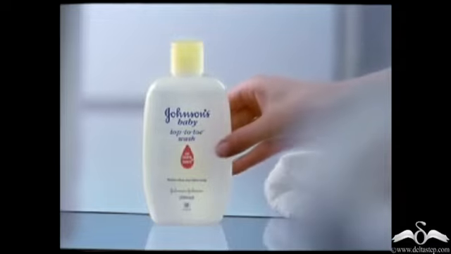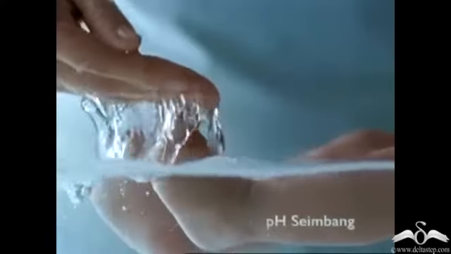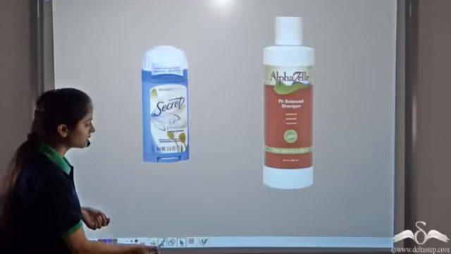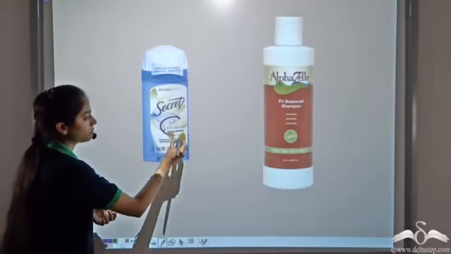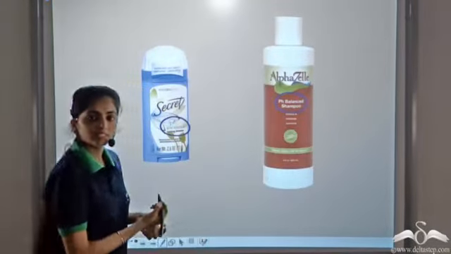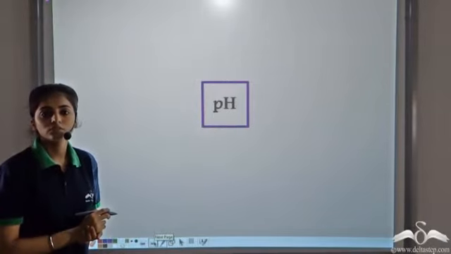You must have observed that in certain shampoo bottles, there is a quantity termed pH. In certain body lotions or shampoo bottles, it is mentioned pH balanced. So what is this term pH that is used?